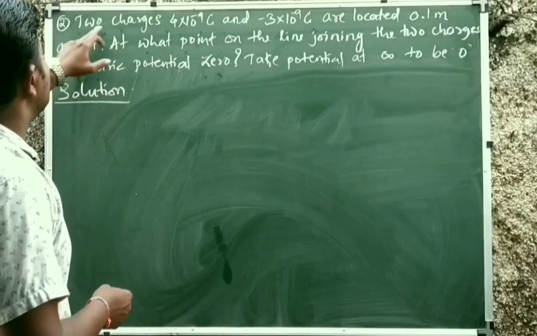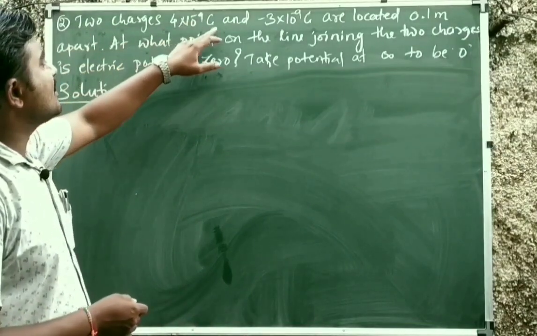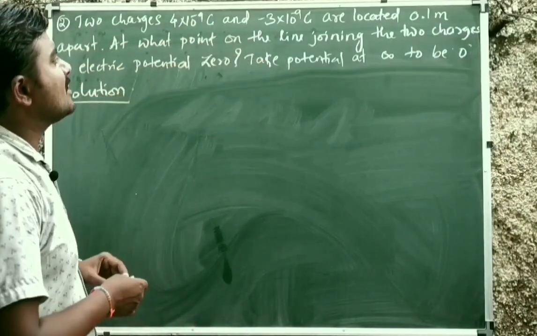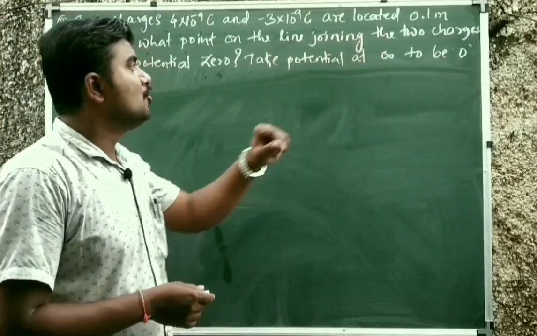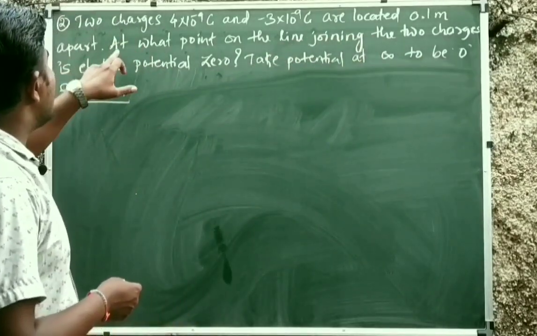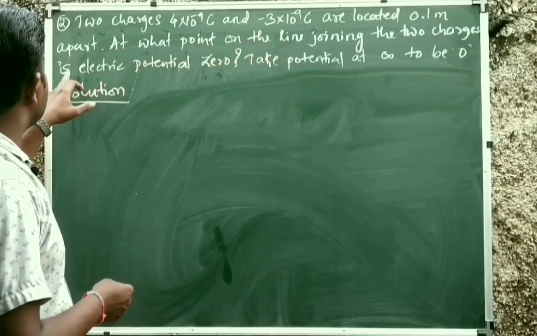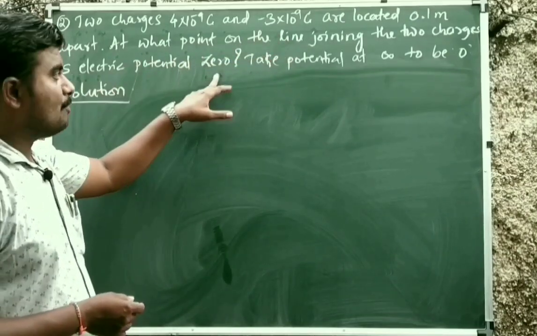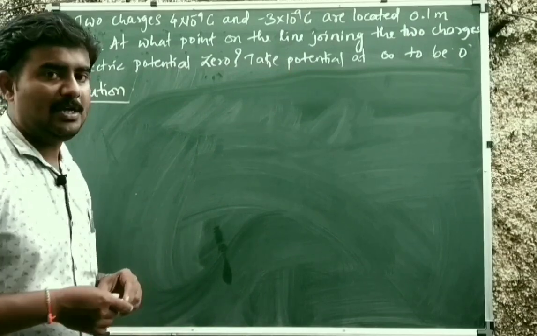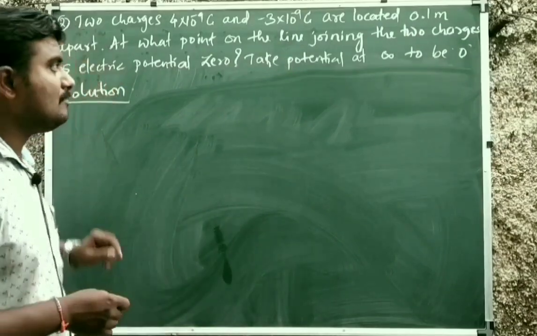Have a look. Two charges 4 into 10 to the power minus 9 coulomb and minus 3 into 10 to the power minus 9 coulomb are located 0.1 meter apart. At what point on the line joining the two charges is electric potential 0? Take potential at infinity to be 0. This is the given data.